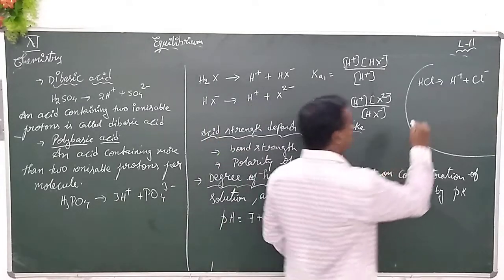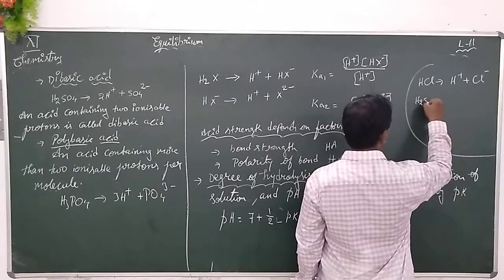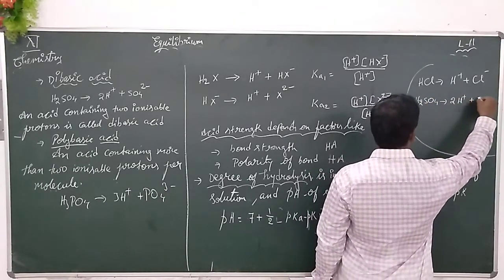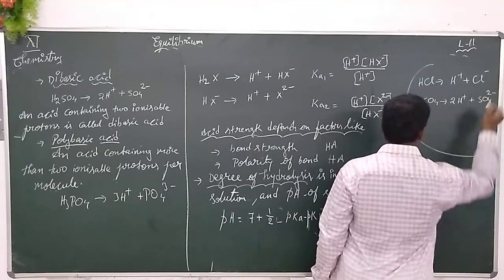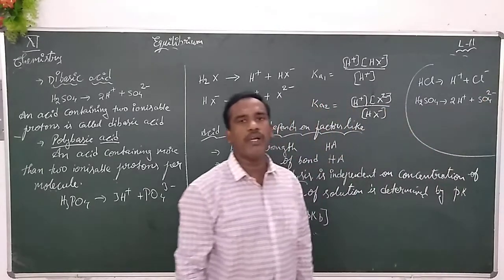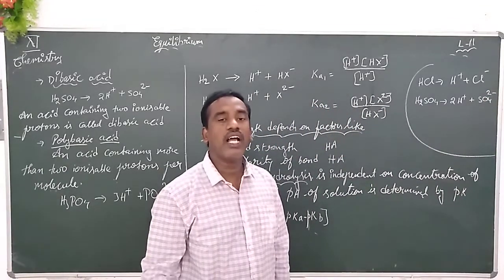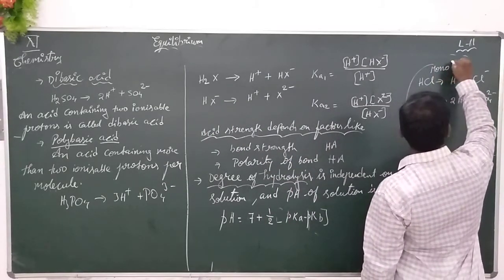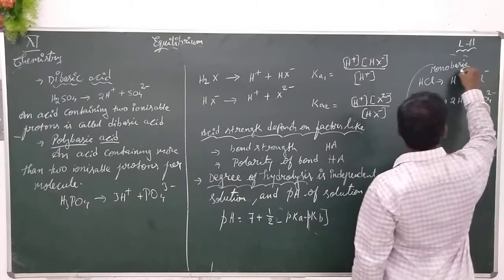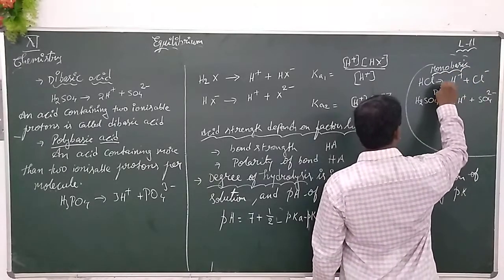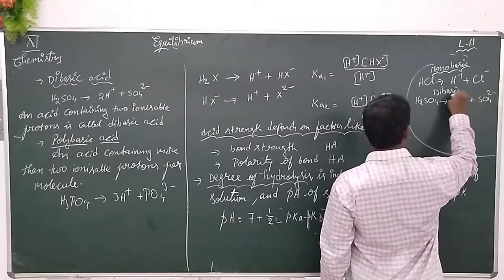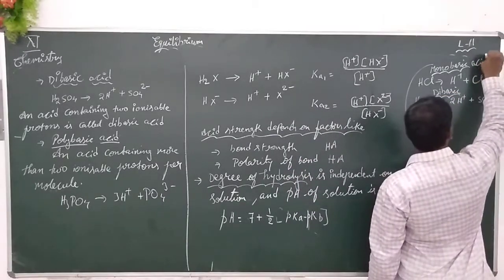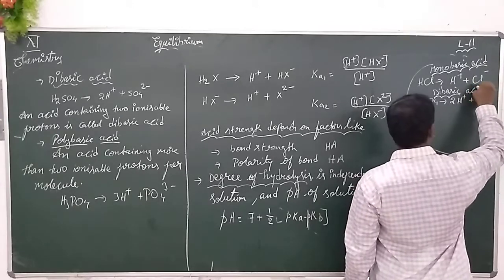Similarly, if there is another acid, H2SO4, how many H plus ions will be generated here? Two H plus ions will be generated. It is called a dibasic acid. HCl is called a monobasic acid, whereas an acid that is able to generate 2 H plus ions we call a dibasic acid: monobasic acid and dibasic acid.